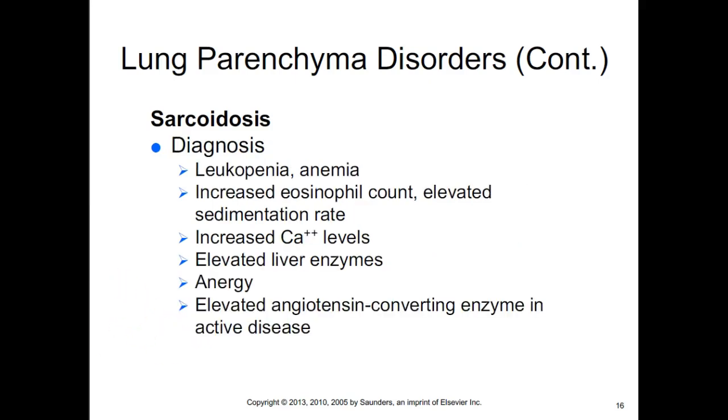Right? So diagnosis is going to be made by looking at a CBC and looking at some low white blood cell counts, leukopenia, and you might also see some low red blood cell counts for a diagnosis of anemia. You might see increased eosinophil count and an elevated sedimentation rate. An elevated sed rate is seen in diseases that are inflammatory in nature, so that the red blood cells, because they have this extra proteins because of the inflammation, the red blood cells sink to the bottom faster. So they have an increased or elevated sedimentation rate.